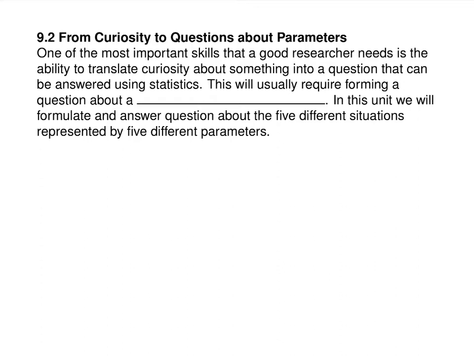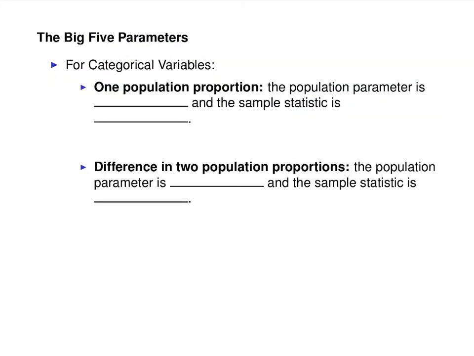So one of the most important skills that a good researcher needs is the ability to translate curiosity about something into a question that can be answered using statistics. So the first thing you have to do is formulate a question about a parameter, and you have to know what kind of parameter you're talking about. Is it a mean? Is it a proportion? Is it a difference of means? So in this unit, we're going to formulate and answer questions about the 5 different situations represented by 5 different parameters. So for categorical variables, we have 2 big things.